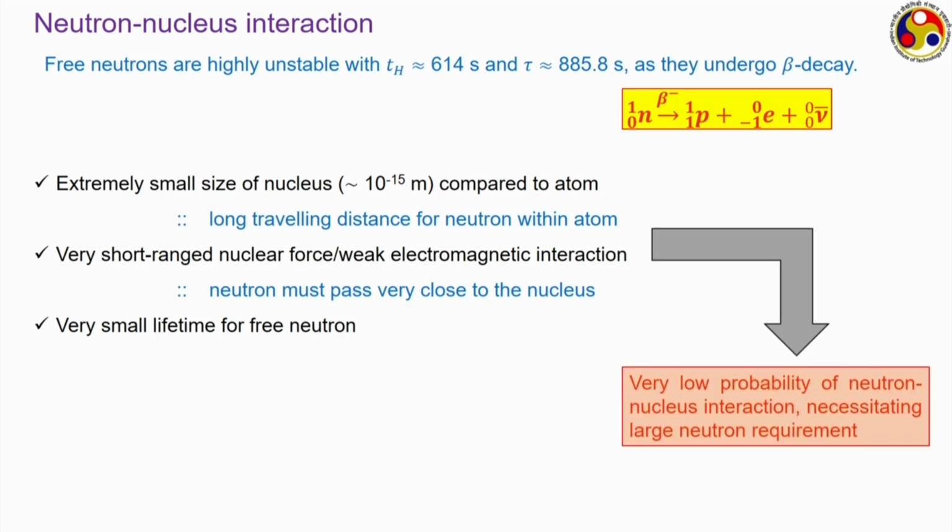So, these three factors combine to say that the probability of neutron nucleus interaction is very low, and hence to get any particular kind of neutron nucleus interaction done, we need to send a large number of neutrons, because most of them will not have any interaction at all and will just pass through the target material without any change in its properties or quantity parameter values.